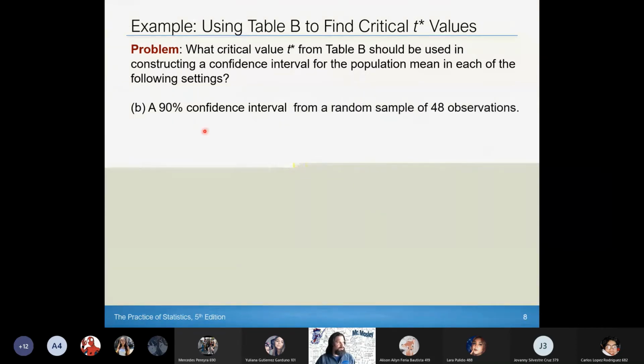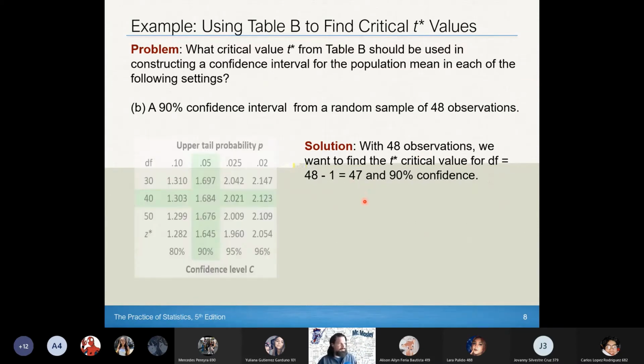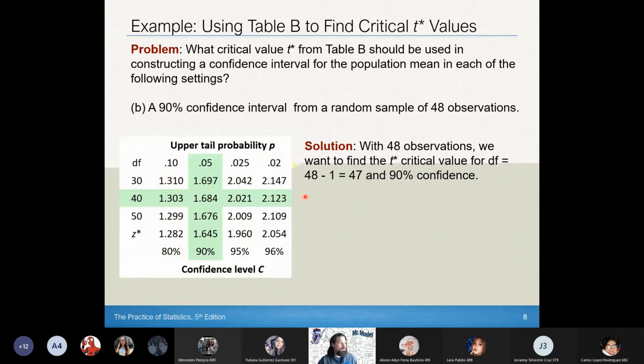So we'll do another example here. A 90% confidence interval from a random sample of 48 observations. Right. With 48 observations, we want to find the t star critical value for degrees of freedom 48 minus 1 equals 47 and 90% confidence interval. Notice there is no 47 on table B. This is not because they're just skipping to show less values. It's not listed.